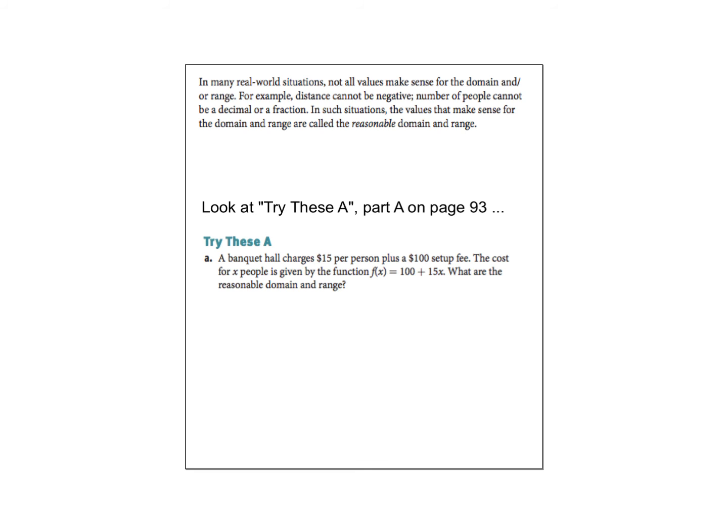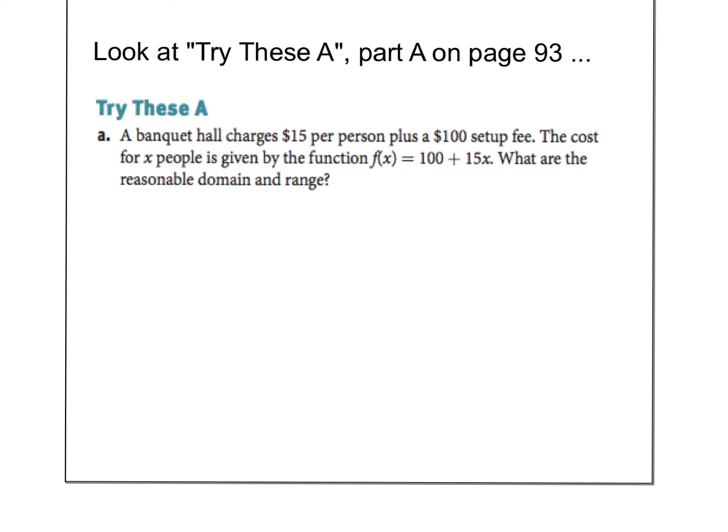We have to have a whole number of people. So in such situations, we know the values that make sense for the domain and range are called reasonable domains and ranges. So that's what I was reading from above up here, a reasonable domain and range. Now we're going to look at the Try These A, part A on page 93 and determine what's a reasonable domain and range. So part A says a banquet hall charges $15 per person plus a $100 setup fee. The cost for X people is given by the following function: f(x) = 100 + 15x.